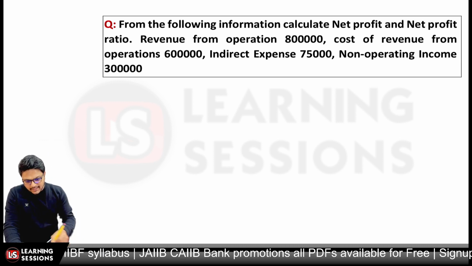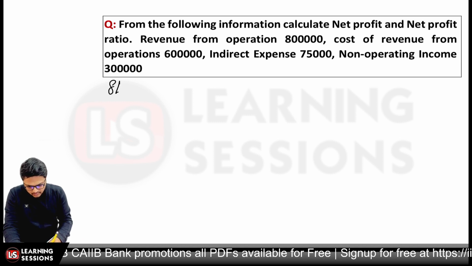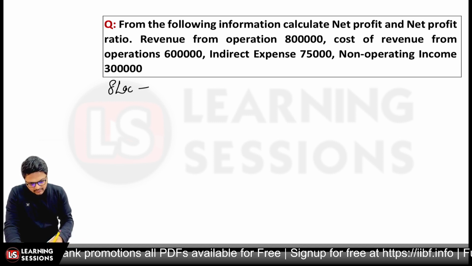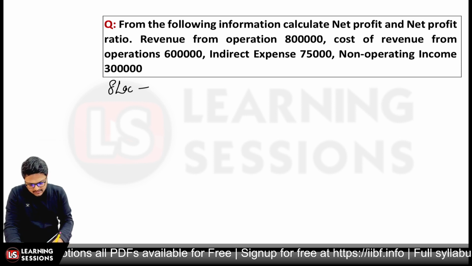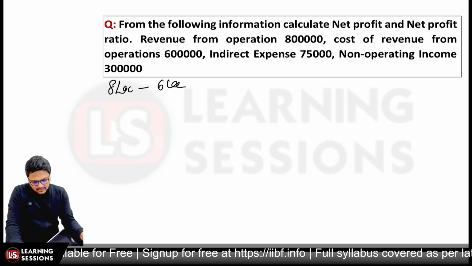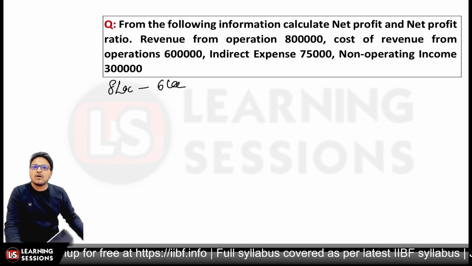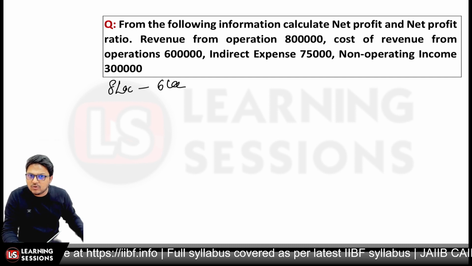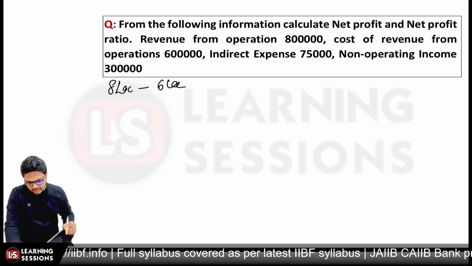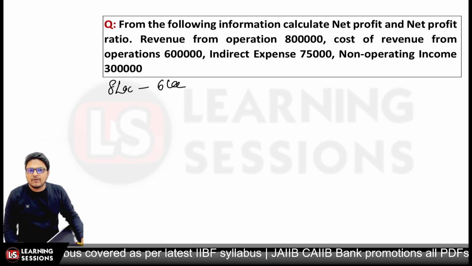So we are provided with the revenue from operations, which is given to be 8 lakh, and the cost of revenue from operations is 6 lakh. Indirect expenses are given to be rupees 75,000, and non-operating income is given to be 3 lakh. Non-operating income is also given, right? So accordingly we are to calculate the net profit and net profit ratio.